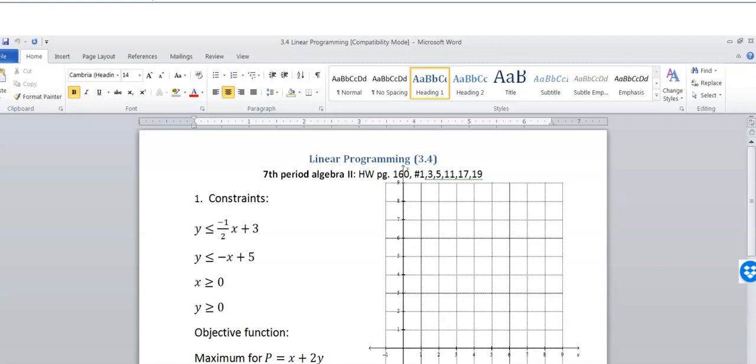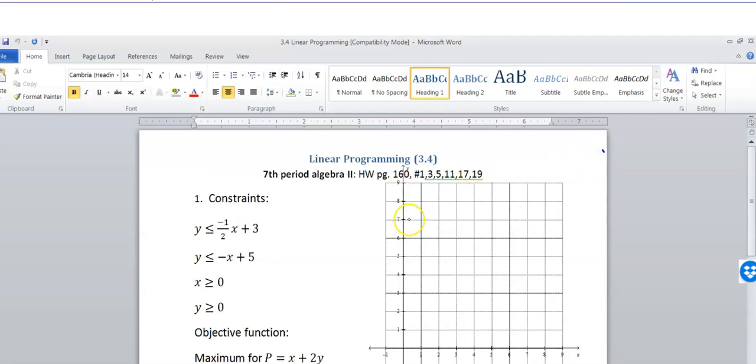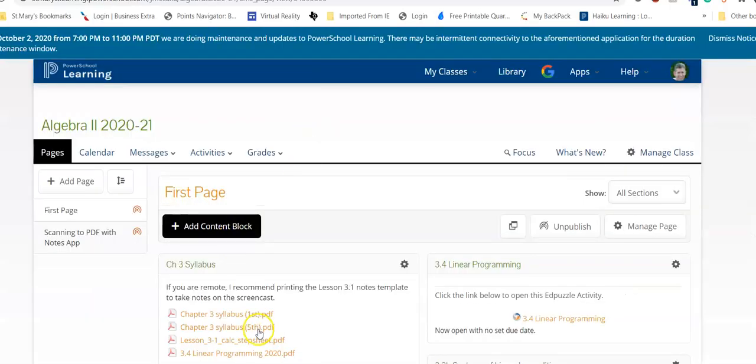Okay, so today we're going to do linear programming. On this one, what I recommend is there's a worksheet, kind of looks like this. You can download it from PowerSchool. If you go to my PowerSchool page, right here under Chapter 3 Syllabus 3.4 Learning Linear Programming 2020, that's your notes for today. If you print those first, it makes it a lot easier to do the lesson on the notes there. Also, your quiz is posted as assignments, so just know that going in.